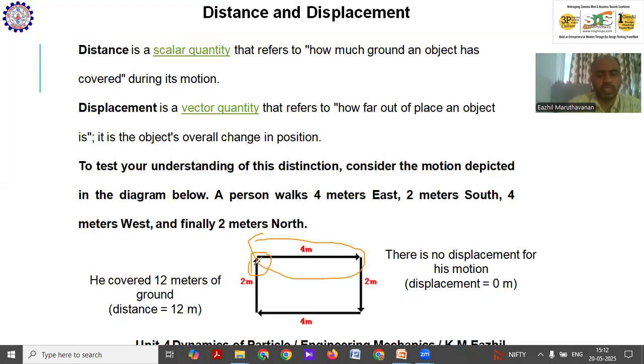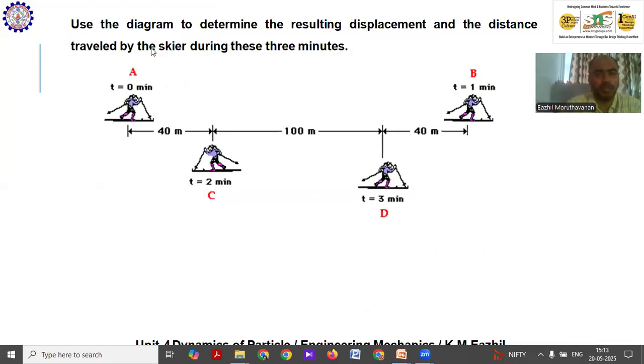If we ask for the total distance traveled by this particular person, we'll give the answer as 4 plus 2 plus 4 plus 2, that is 12 meters. If we ask for the displacement, the initial position and the final position are the same. So the displacement is 0. This is how we have to differentiate between displacement and distance. Let's get into another example.